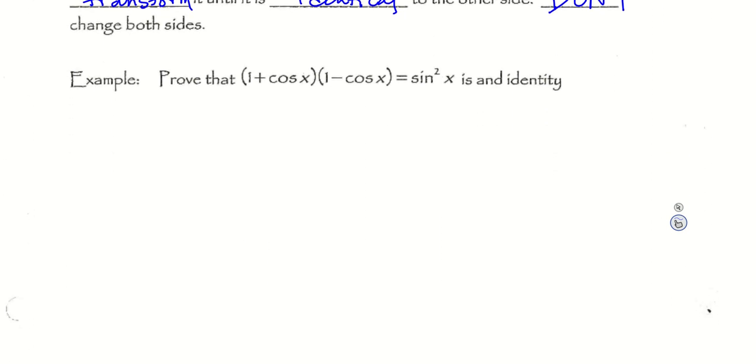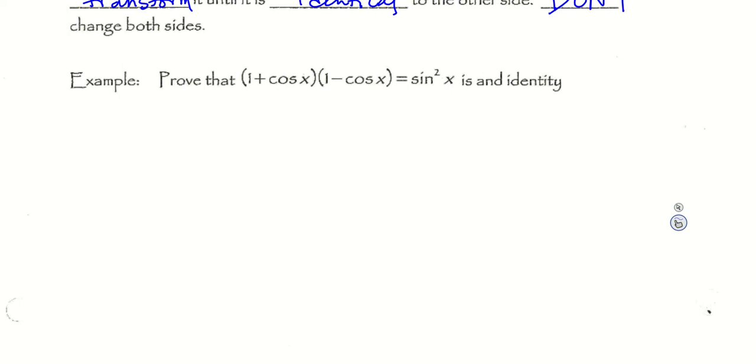I want to prove that 1 plus cosine of x times 1 minus cosine of x equals sine squared of x. I want to prove that that's an identity. So I'm going to work with one side. In general, it's easier if we work with the more complicated side and simplify it than it is to work with the simple side and try to complicate it. Right? We all know that we're very good at complicating stuff. Unfortunately, we each tend to complicate things in different ways.